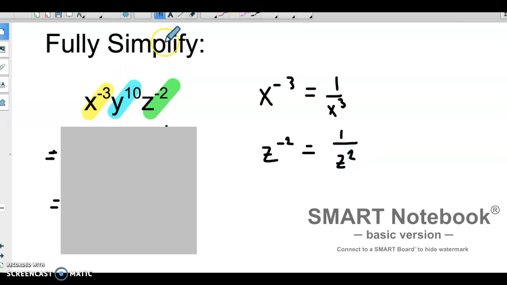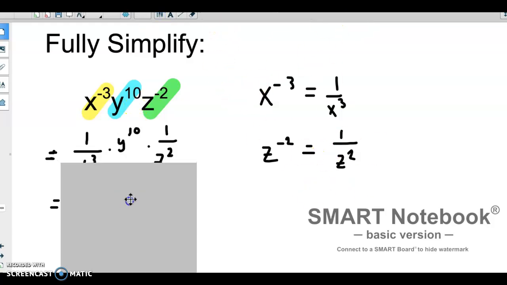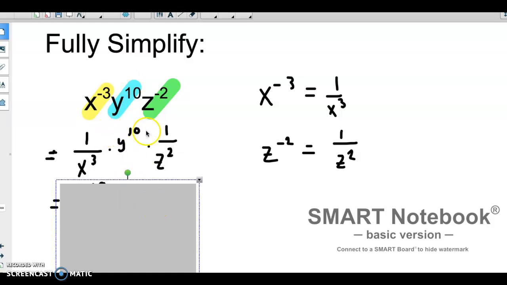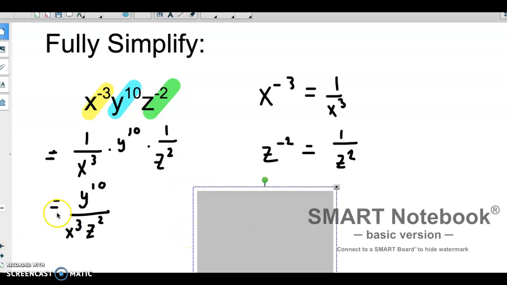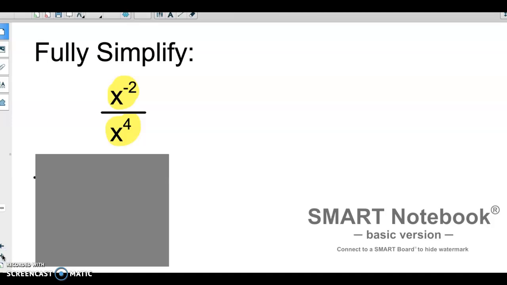So we're going to take these negative exponents and replace them with these fractions. So we get 1 over x cubed times y to the 10th, because that's a positive exponent, we can leave it alone, times 1 over z squared. Again, we replace the negative exponent with the fraction that has the positive exponent. Now we're just going to go through and multiply. On the top we have y to the 10th, and then on the bottom you get x cubed z squared. And that is your final answer. It's fully simplified. There are no negative exponents.